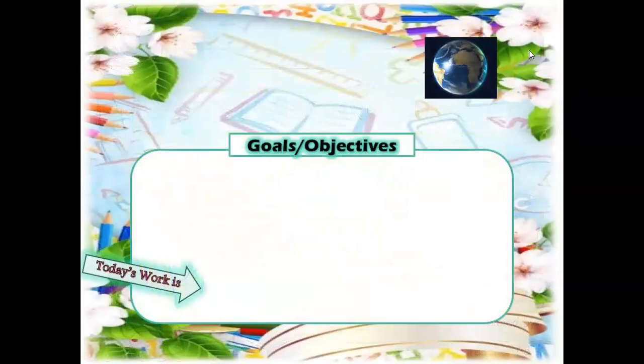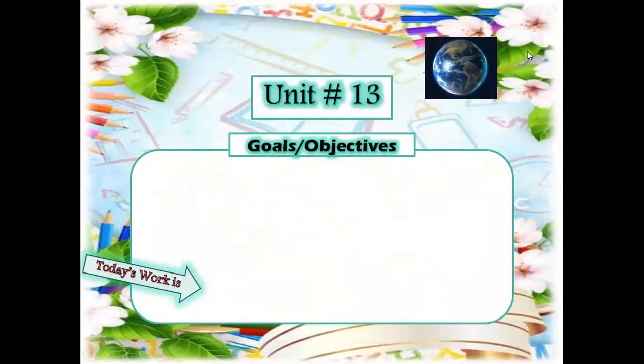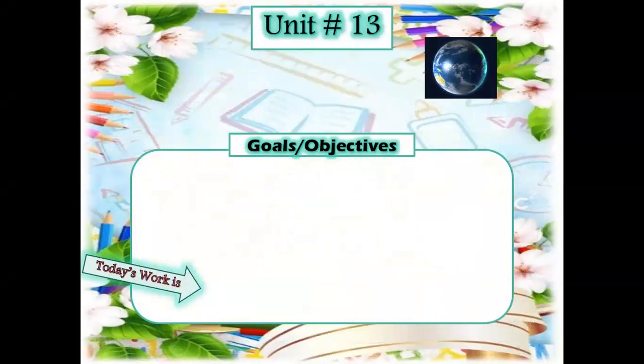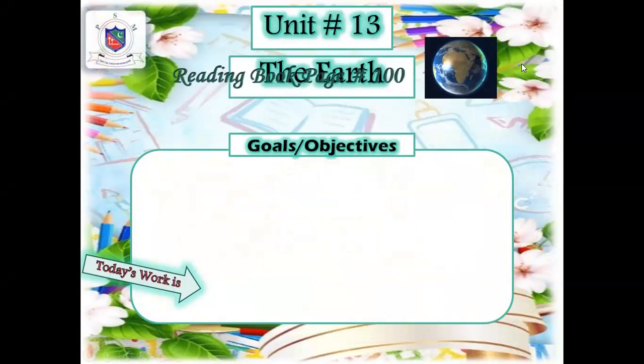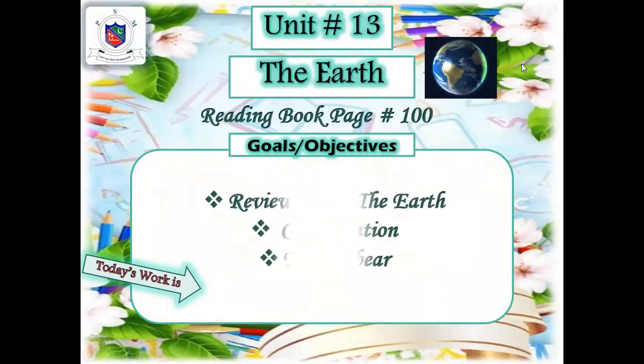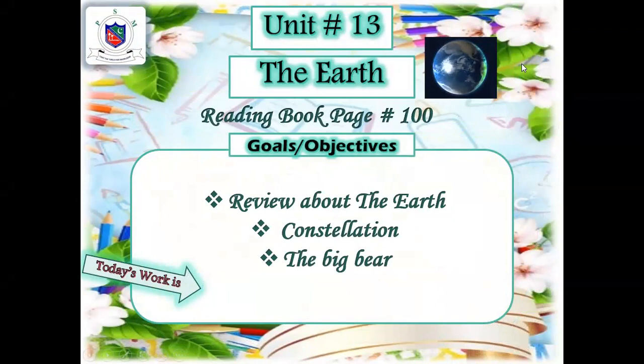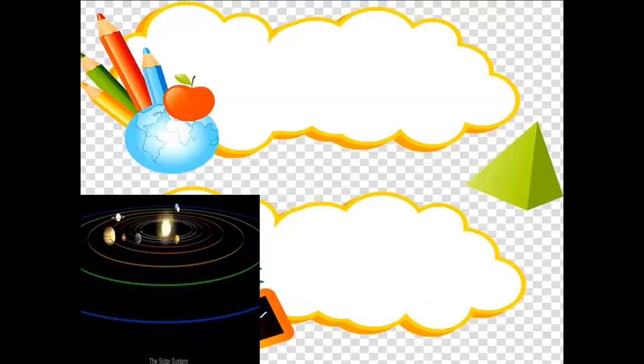This is the continuation of unit number 13, the Earth. These are goal reading for page number 100, then review our lesson, and then learn about today's topic, that is constellation and the Big Bear. After that, we'll do some notebook work, which is question number 3, and it should be done in the notebook. So let's get started, students.